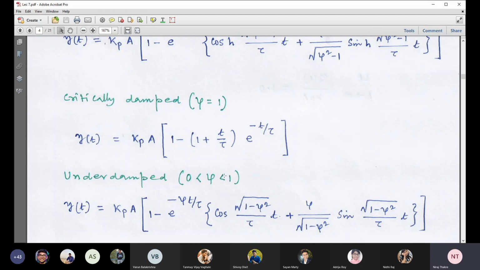I have given the final expressions to you for 3 different cases, but at least you have to do the derivation for one case. You need to derive the expression for y at least for one case. Then you can understand the derivation.